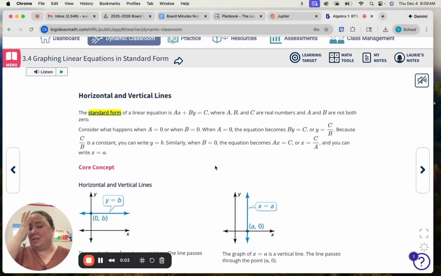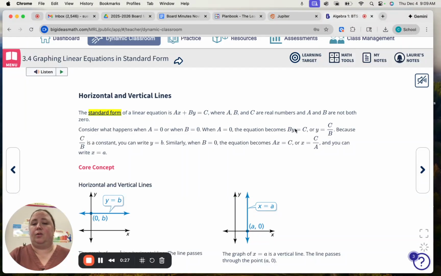All right, so let's talk more about standard form. Standard form of the linear equation, as Nico told us, was ax plus by equals c, where a, b, and c are real numbers, and a and b are not zero. And here's why. Consider what happens when a is 0 or b is 0.